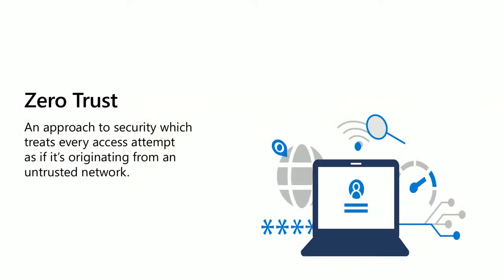So if I take a step back and explain what zero trust means in a very simple manner, zero trust is an approach to security which treats every access attempt as if it's originating from an untrusted network. Doesn't matter where your user is, where your device is, whether it's machine to machine or user to machine, whatever someone or your machine is trying to access, every request is verified in real time.